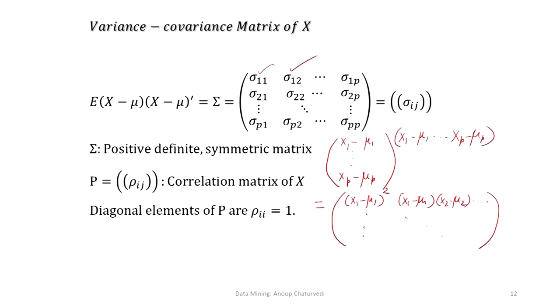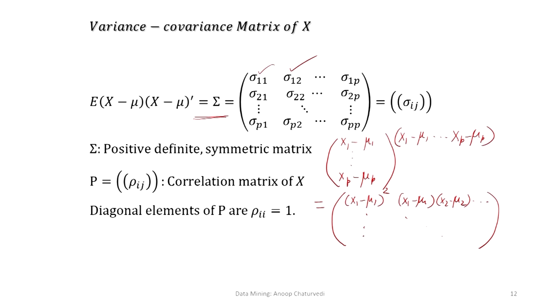In general, you can say that the covariance between xi and xj is the same as the covariance between xj and xi. That is why this matrix is a symmetric matrix. The ijth element of this matrix is equal to the jith element of this matrix. And we denote this variance covariance matrix by capital sigma. Capital sigma is a positive definite symmetric matrix.